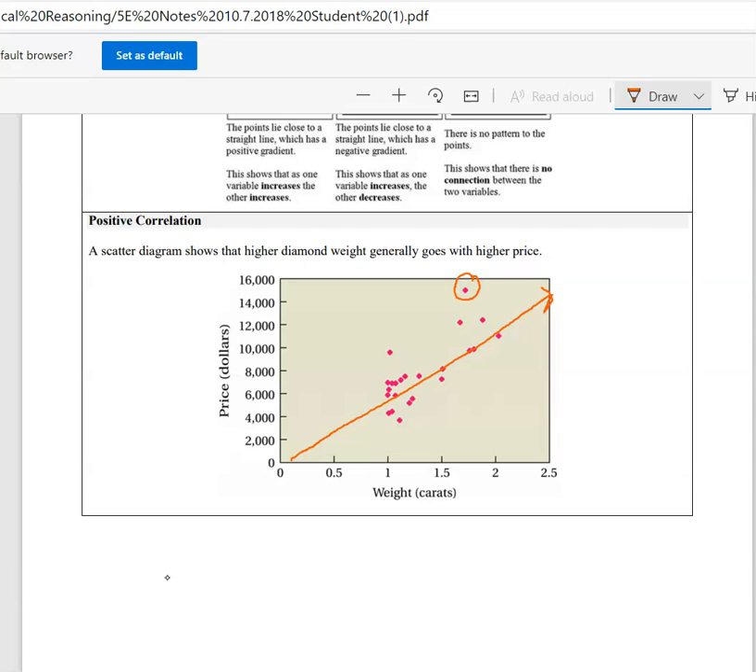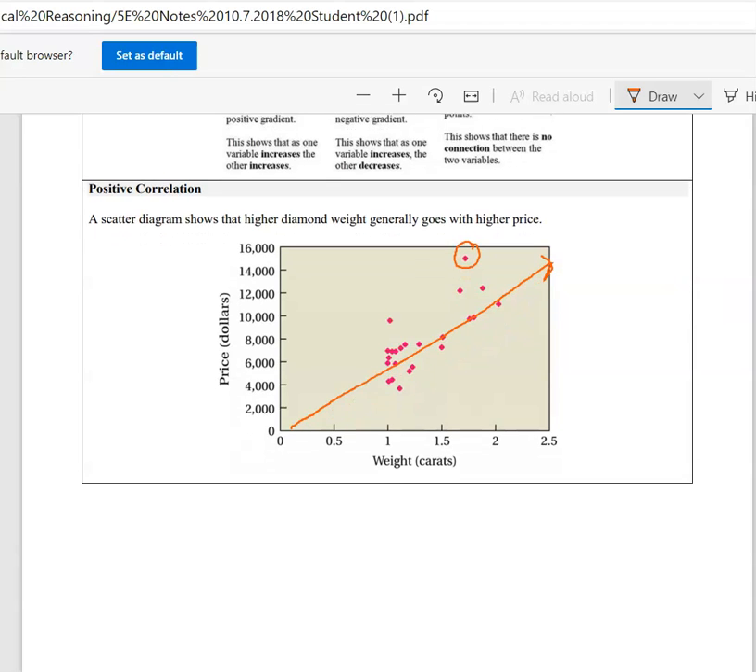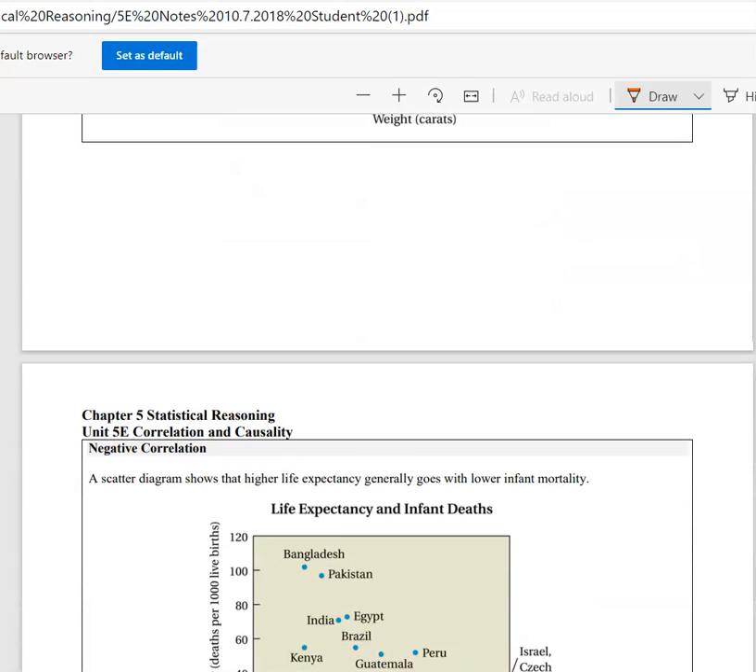The price in dollars is driven by what the weight in carrots is. This one right here must be one that maybe has a great clarity. Costs more, but it doesn't weigh as much. That could also be something that drives the price up. So this is a positive correlation, and it's actually not real weak. There are a couple points that are off, and once again, those are probably diamonds that have really rare clarity. But that's a positive correlation. As the weight of the diamond goes up, so does the price.